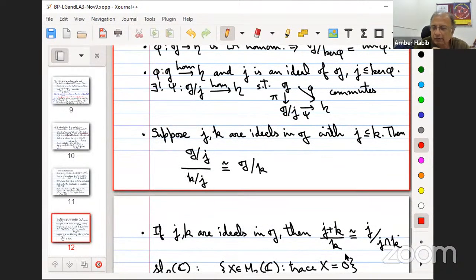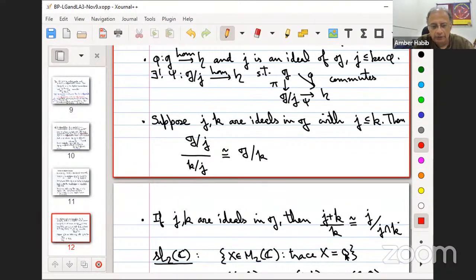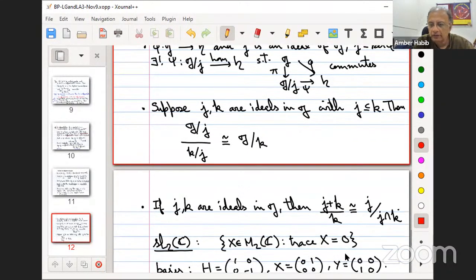Right? And the other familiar isomorphism: if J and K are ideals, you take J plus K quotient by K, you will get J quotiented by J intersection K. So no surprises, standard results and the usual standard proofs. Okay. All right. So this is a bunch of general basic stuff about Lie algebras.